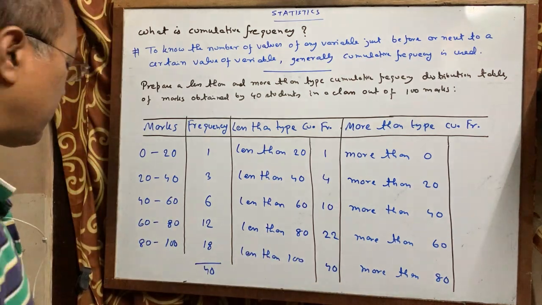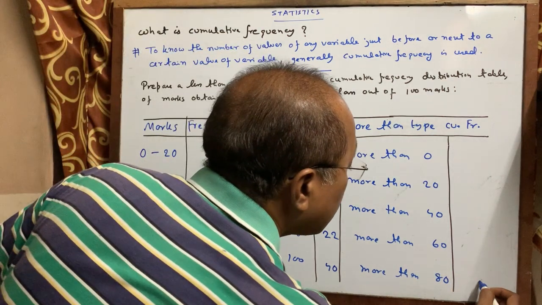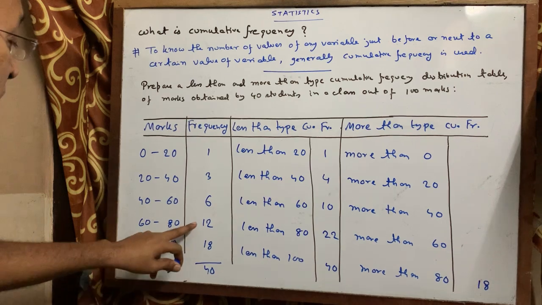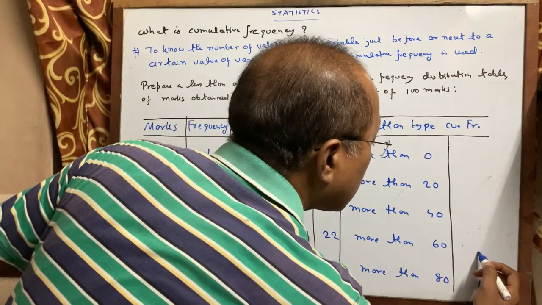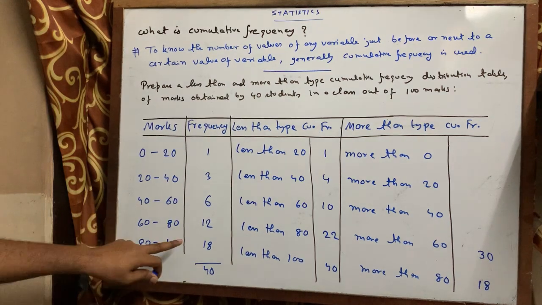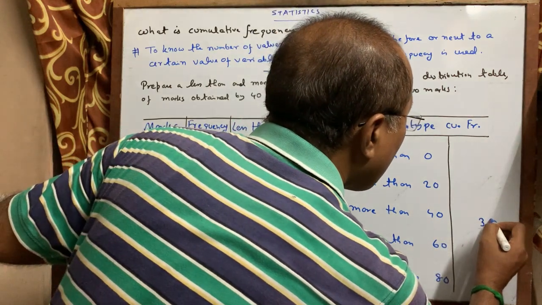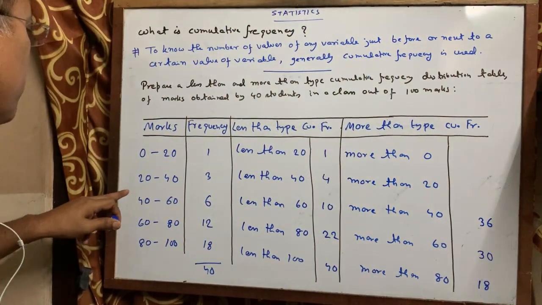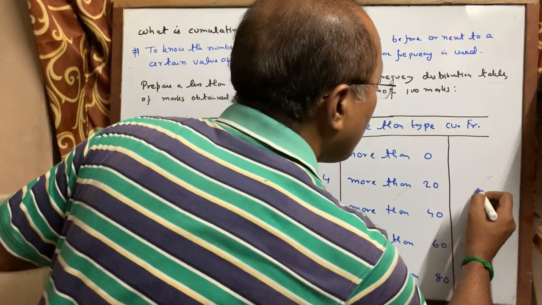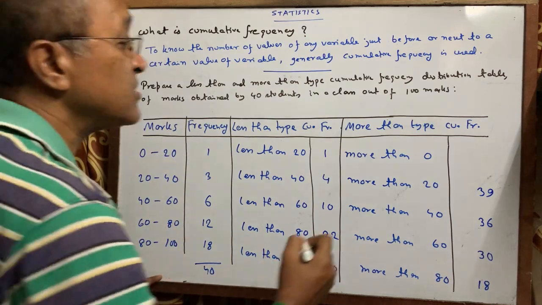More than 80 means in between 80 and 100, it will be 18. Then more than 60, it will be 18 plus 12, that is 30. More than 40, how much will it be? 18 plus 12, 30 plus 6, 36. Next, more than 20, it will be 36 plus 3, 39. And then more than 0 means the total number of students, it will be 40.